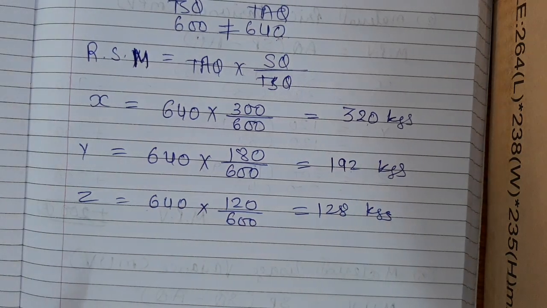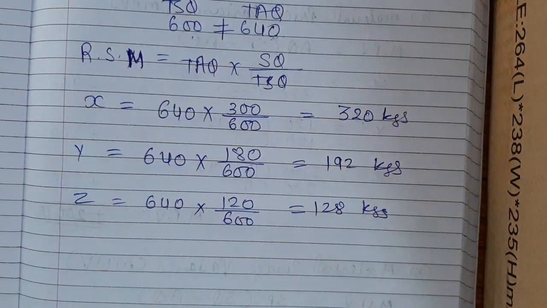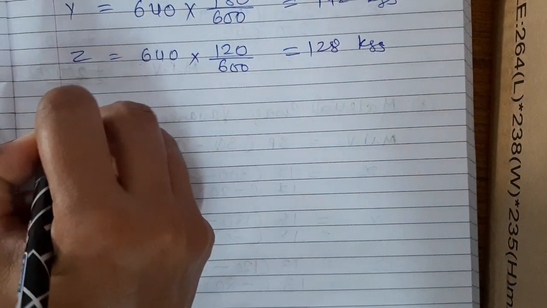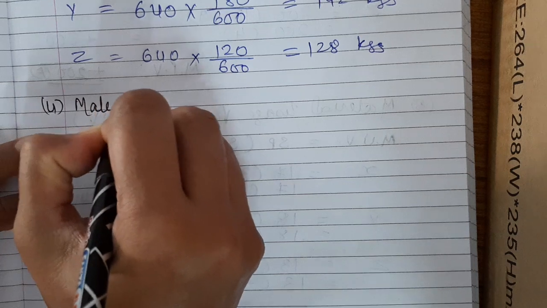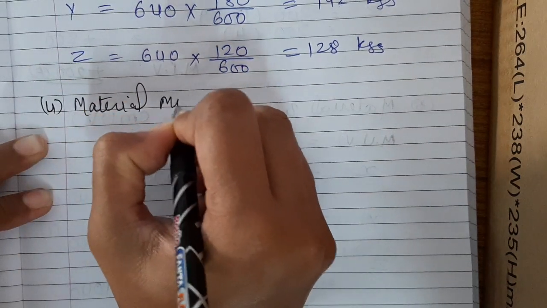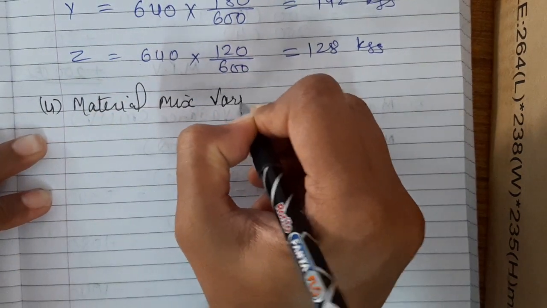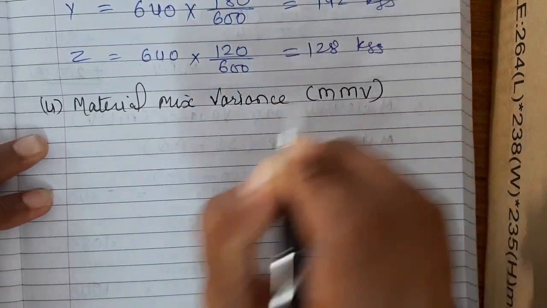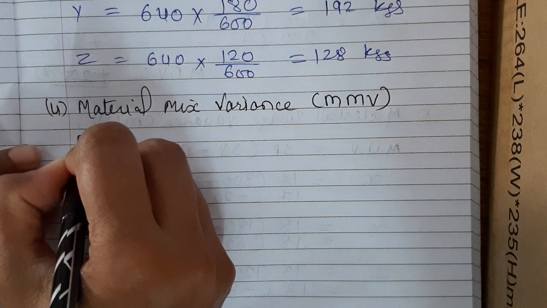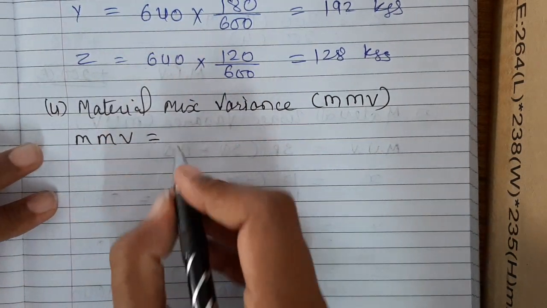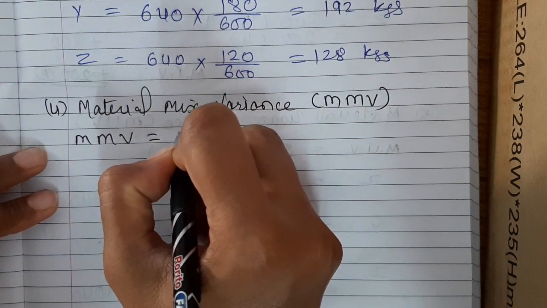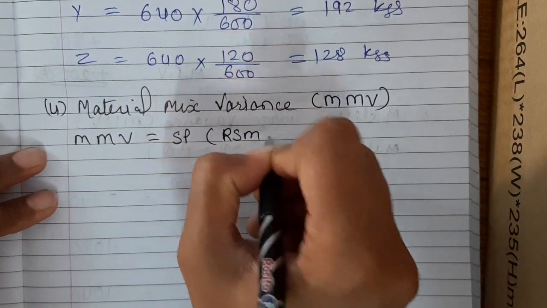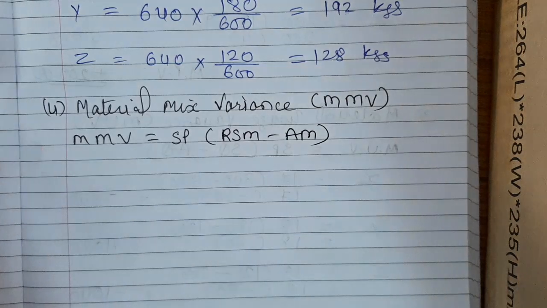Now we'll move further with the calculation of the next formula, that is material mix variance. So our fourth formula, material mix variance, that is MMV. Material mix variance will be standard price into bracket revised standard mix minus actual mix.